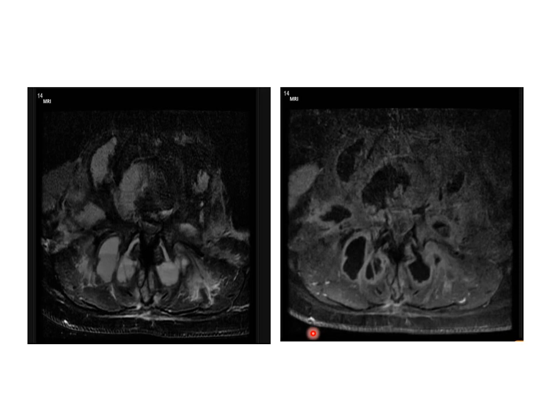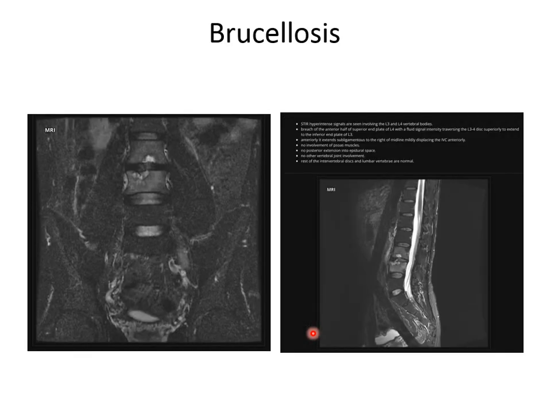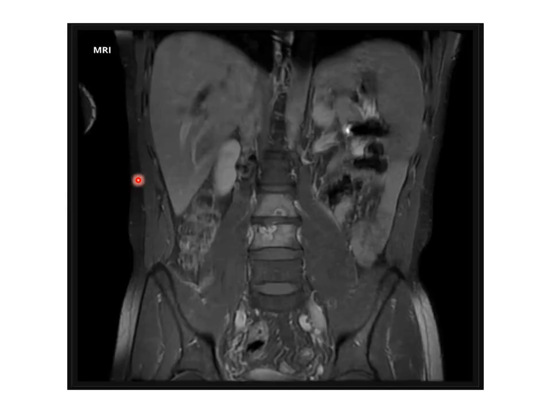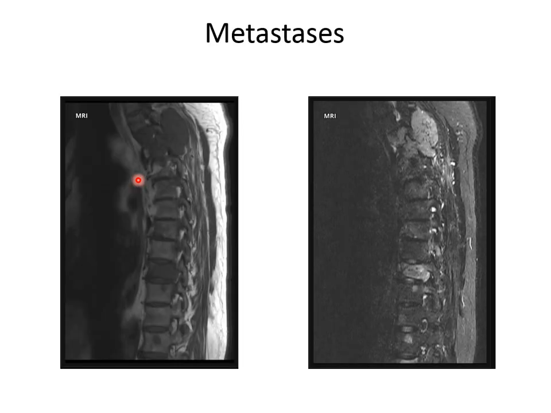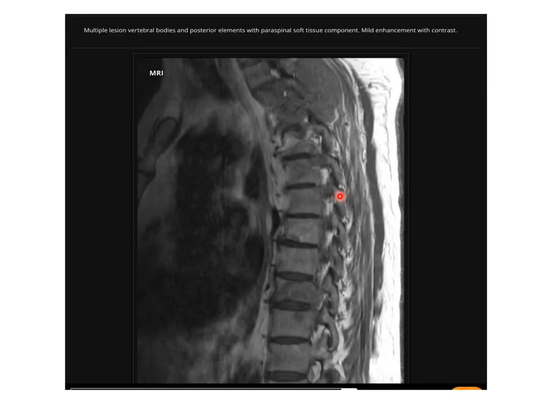We should differentiate it from metastasis and from brucellosis also. This is brucellosis spondylitis. It has minimal to no destruction. The vertebral body preserves its picture. This is also about metastasis. The metastasis more involves the posterior element of the vertebra, and as we see here, causes a paraspinal mass and posterior element involvement. And this is enhancing on contrast study.